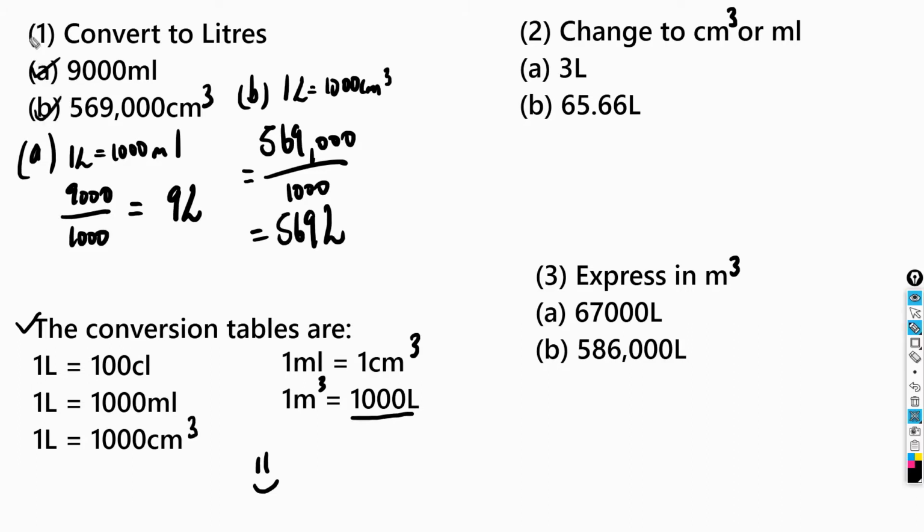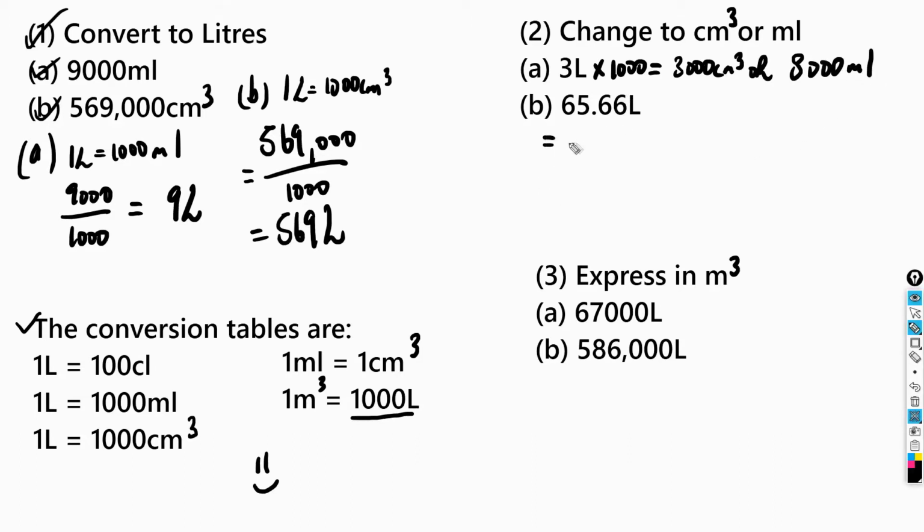So finish number 1, and let's move on to number 2. It says change to centimeters cubed or milliliters, right? But we know that 1 liter is equal to 1,000 centimeters cubed, or 1 liter is equal to 1,000 milliliters, right? Just like the last example. So 3 liters multiplied by 1,000 would be equal to 3,000 centimeters cubed, or 3 times 1,000 would also give us 3,000 milliliters. Okay. All right.